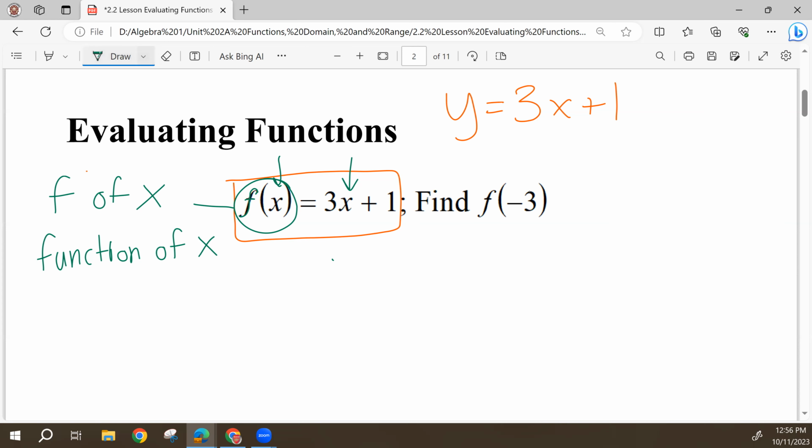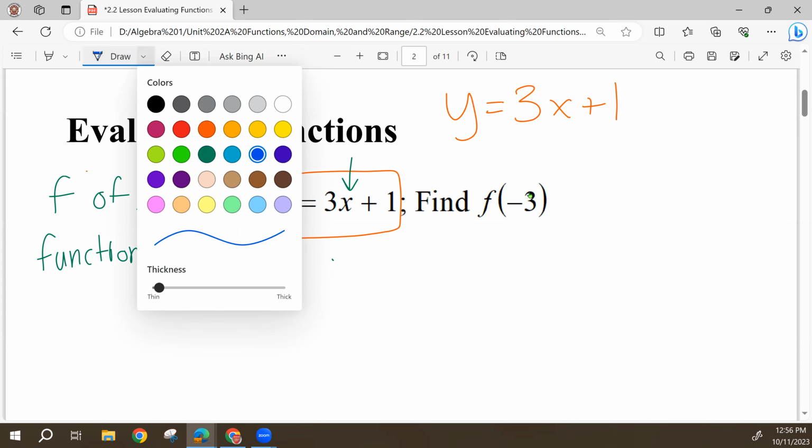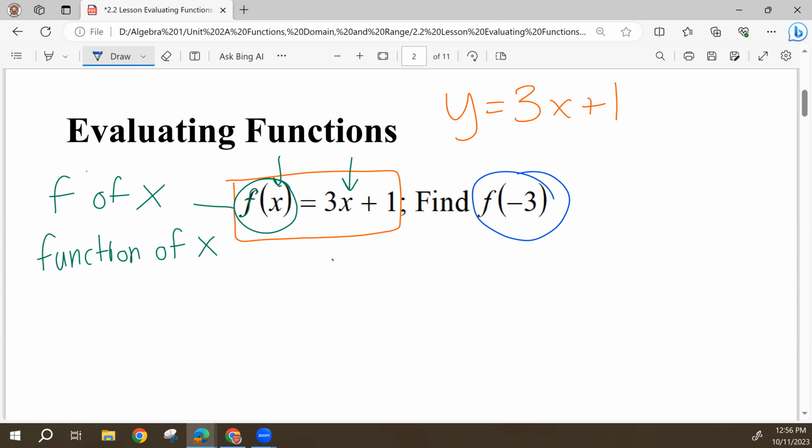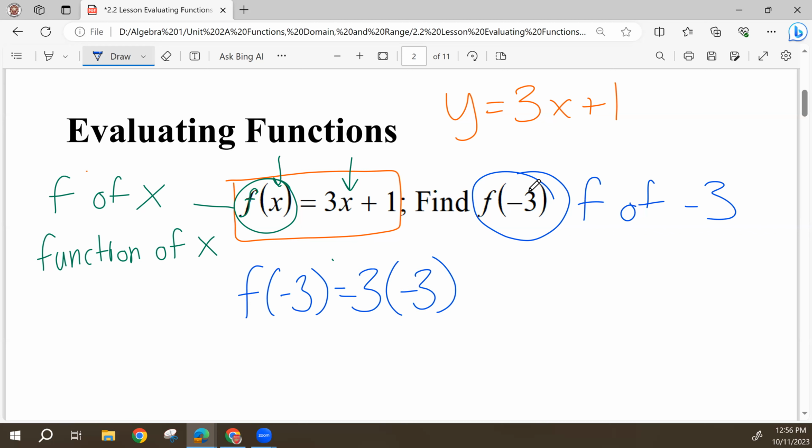What we want to find in this problem is f of -3. That's how we read it, f of -3. That means we want to know what the function is equal to when x is -3. What is y equal to when x is -3? So we could rewrite this like this, and we would replace the x in parentheses with -3, and we could simplify the right side of the equation.